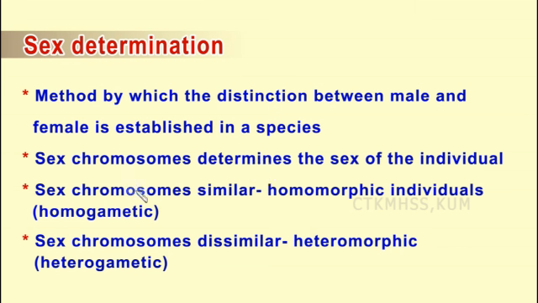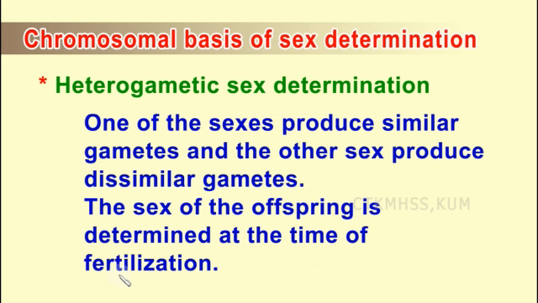Sex chromosomes may be similar or dissimilar. If they are similar, we call that individual homomorphic and the gametes are homogametic. If they are dissimilar, we call them heteromorphic individuals and the gametes are heterogametic. So sex determination is important to distinguish a male and a female. So, chromosomal basis of sex determination. In that, first we are going to see heterogametic sex determination.